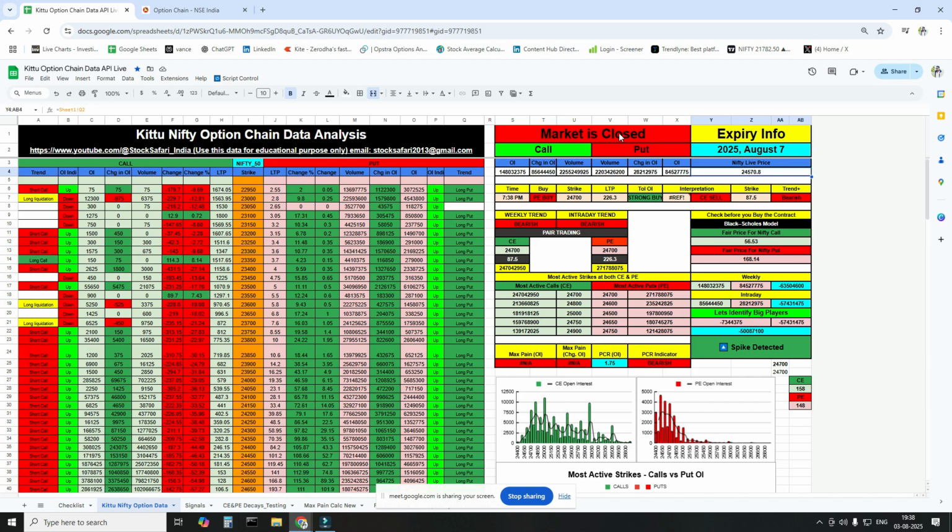And when the market is closed after 3:30, automatically you can see this option has been changed, and it turns to a red color. And when the market is open, you can see the name shown automatically as market is open, and the expiry info.